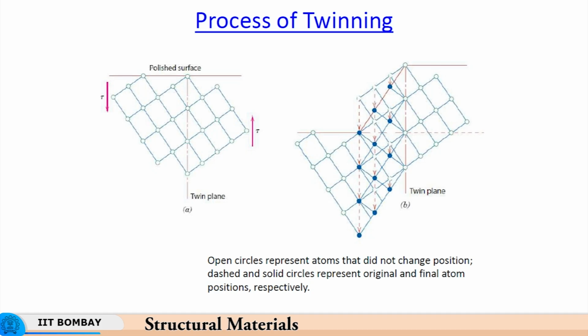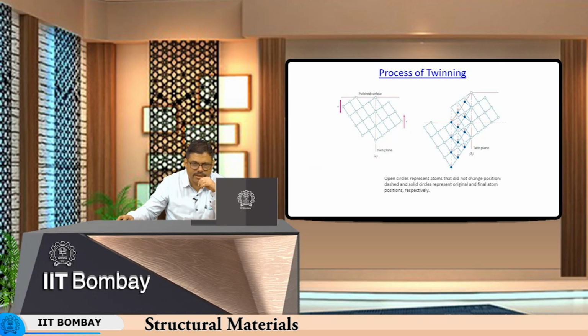The process of twinning is something like this. You have a polished surface like this, and this is the arrangement of atoms, and there is a shear stress which is acting. Now what happens is this remains as it is, and these are the positions of atoms; closed circles are the positions of atoms which change position, whereas open circles show that the position did not change.